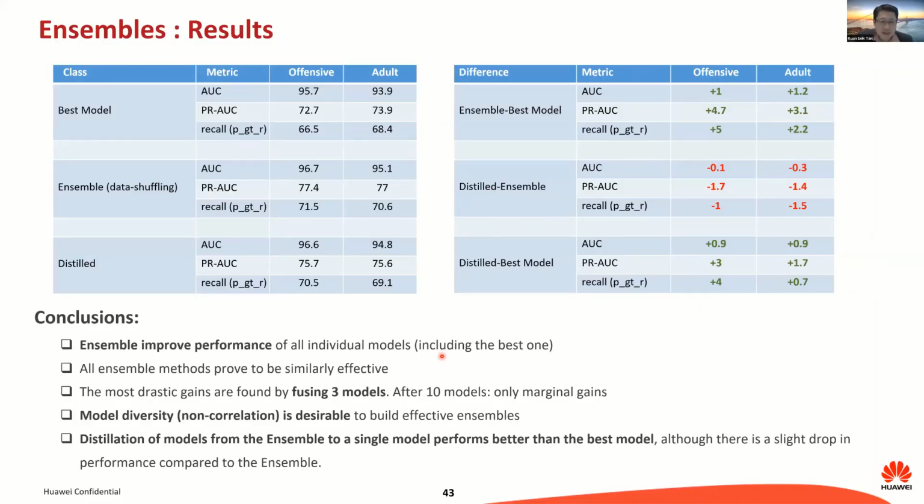In summary, ensembles improve performance across the board, and they are similarly effective. The most drastic gain is found by just fusing three models. After 10 models, it's just marginal gains. One important aspect to highlight is diversity: the more diverse the ensemble, the more effective it is. We also looked at distillation because we want to make it deployable in production. Distillation is an important process to make it deployable, and the performance drop is acceptable. There's only a slight drop compared to the ensemble of models itself. And ensembles typically give about 5% gains compared to the best model.